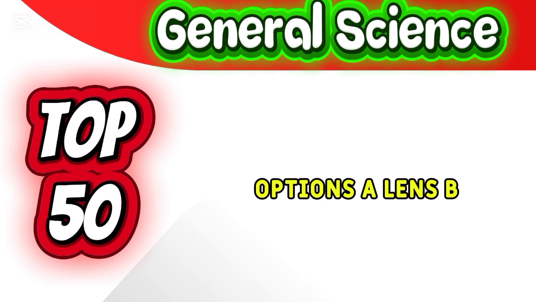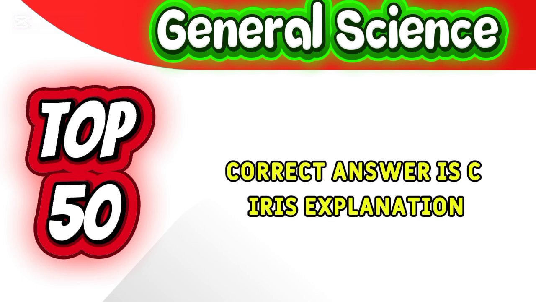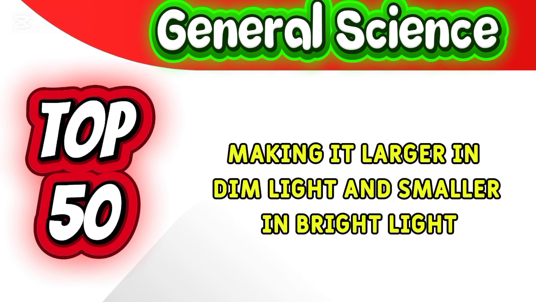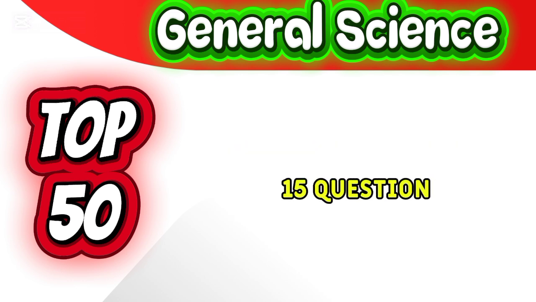14. Question: What part of the eye controls the amount of light entering? Options: A. Lens, B. Retina, C. Iris, D. Cornea. Correct answer is C, iris. Explanation: the iris adjusts the size of the pupil depending on light intensity, making it larger in dim light and smaller in bright light.